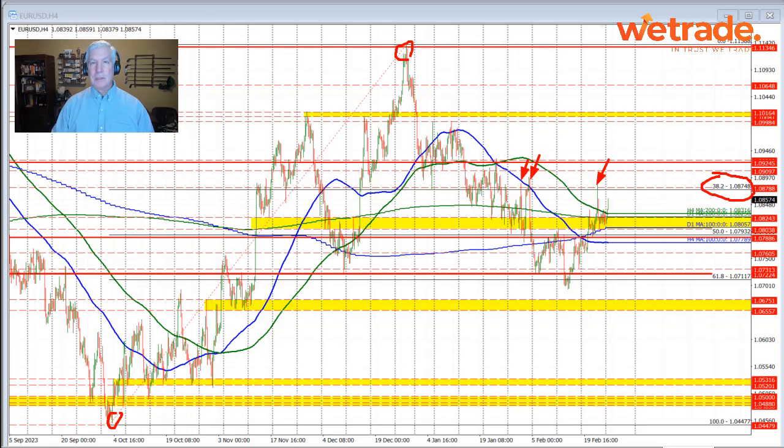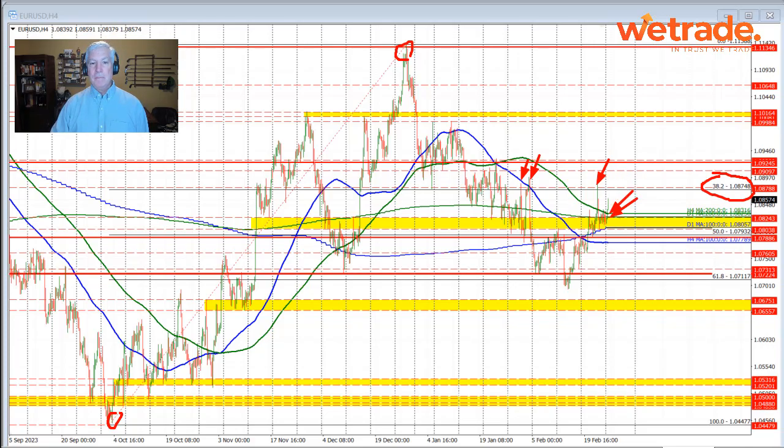But make no mistake, being above these two moving averages is more bullish for the euro versus US dollar. It would take a move below them to turn the bias down for this currency pair going forward. Absent that, the buyers are more in control, and you expect more higher prices in this currency pair.